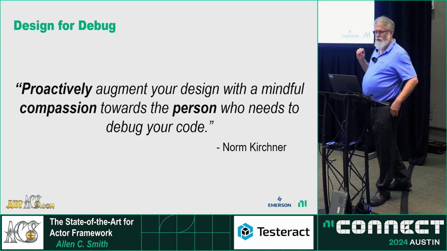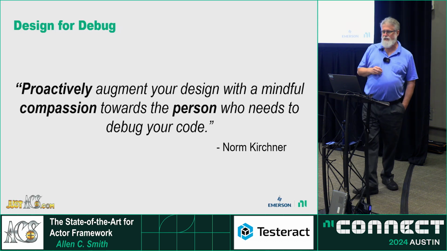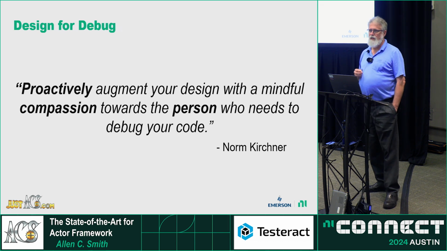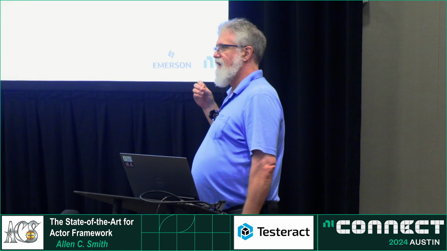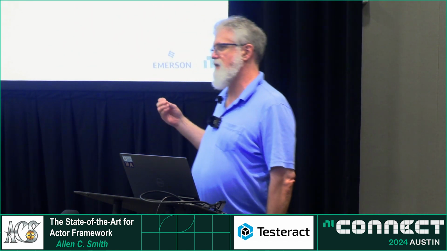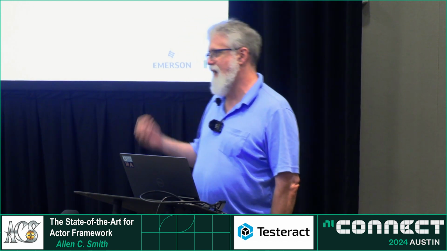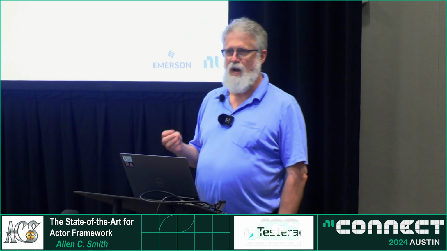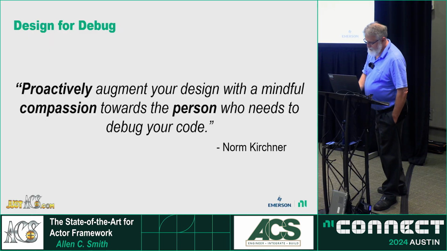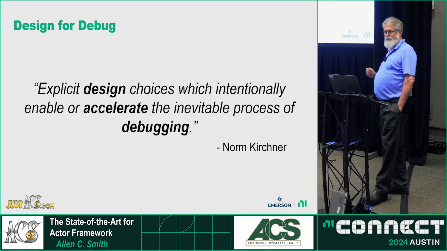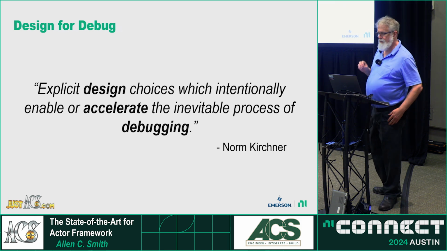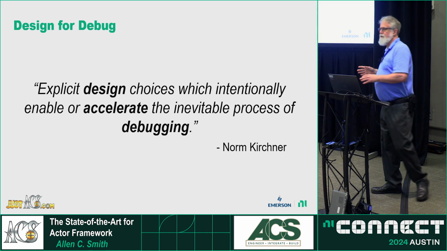But he was arguing for proactively augmenting our designs with a mindful compassion toward the person who needs to debug your code. It's a reminder that making software is a creative human process with real human beings who have families and lives and hopefully things they care about other than just their code. And he was explicitly asking us to make explicit design choices which intentionally enable or accelerate the inevitable process of debugging. That's what he was worried about.